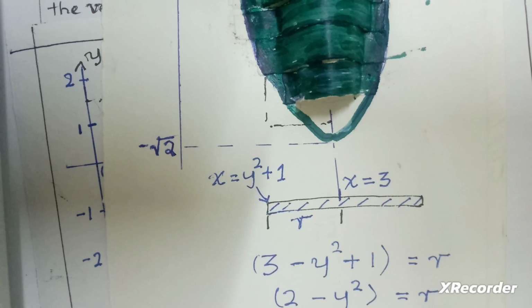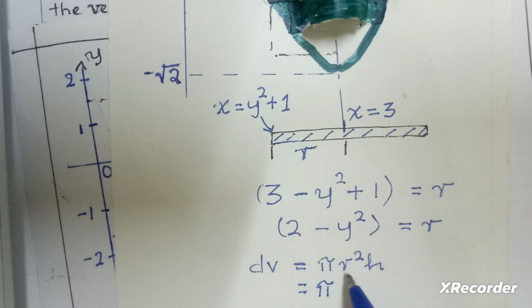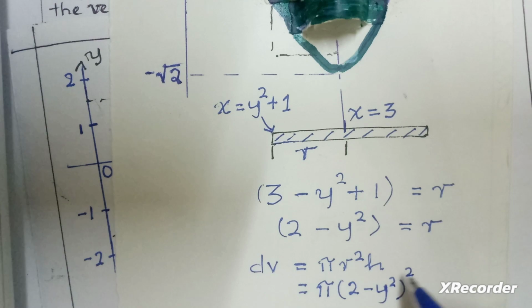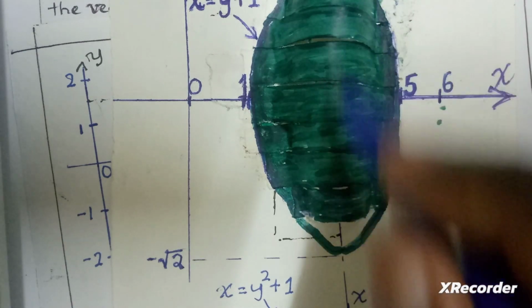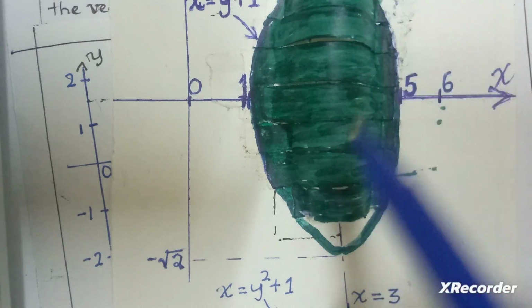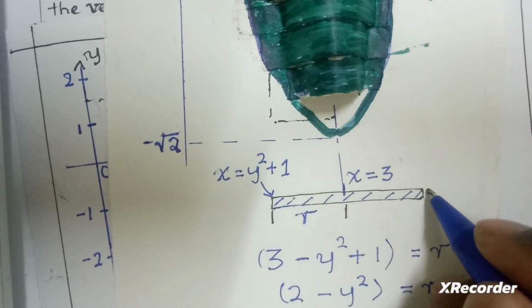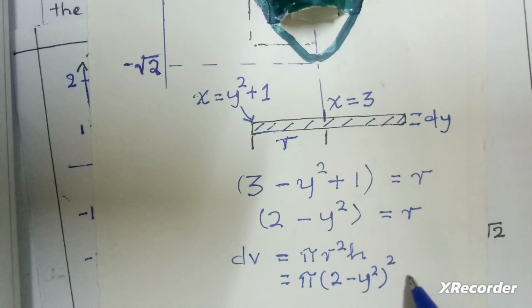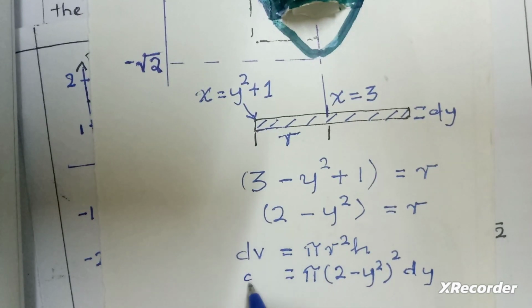So we shall say this is equal to, let me write it here, pi, r squared is going to be (2 minus y) squared, and then our h, because it's along the y-axis. Of course, this line is x equals 3, but along that axis is the same as this, which is y. So for this here, it is going to be dy. So we write here dy. So this is our dV.